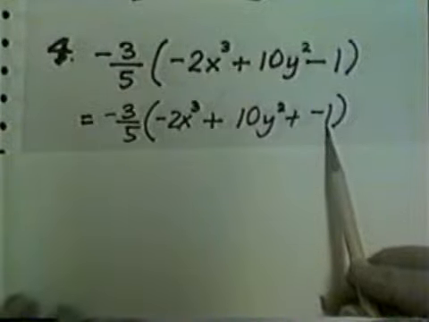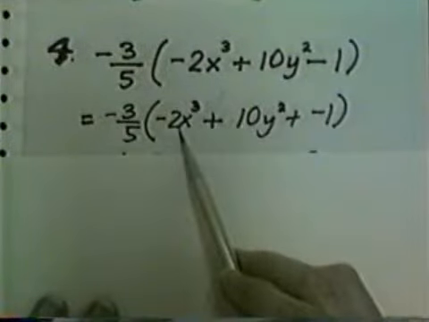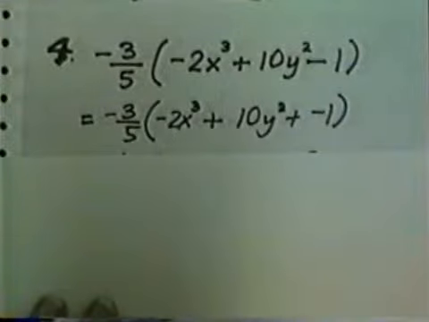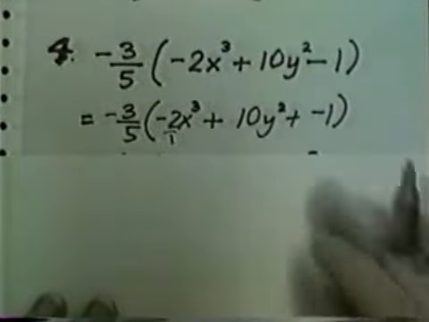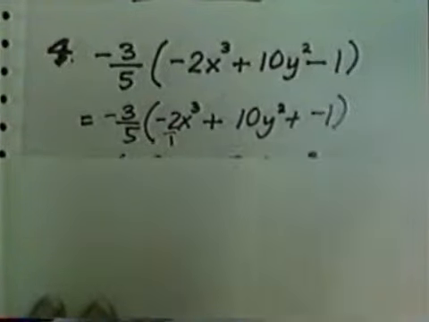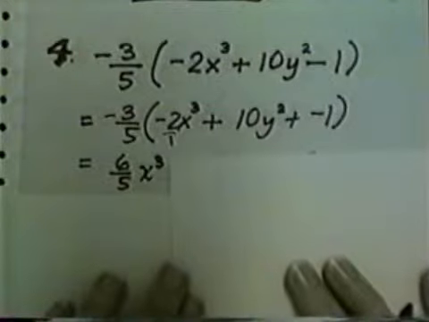We're then ready to distribute the negative 3/5 times negative 2x cubed. Negative times negative is positive. The 2 can be thought of as 2 over 1, so that we get positive 6/5 x cubed.